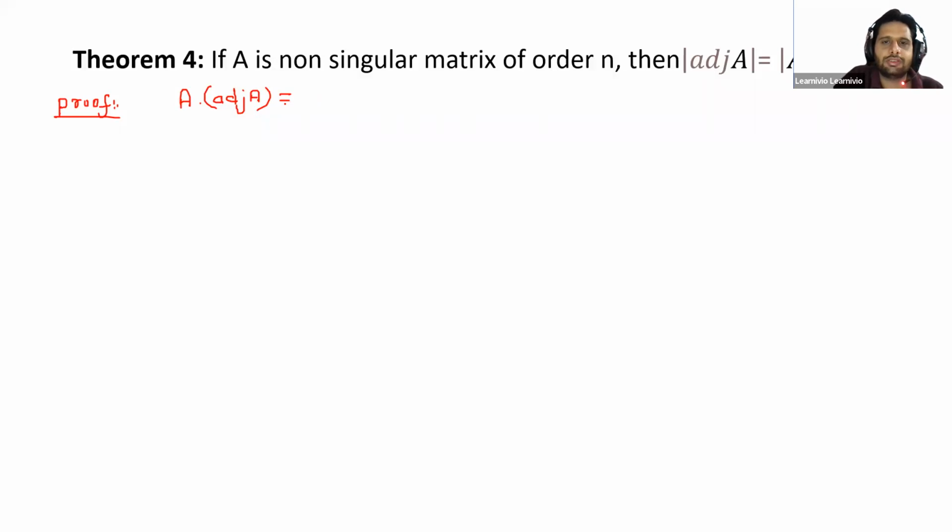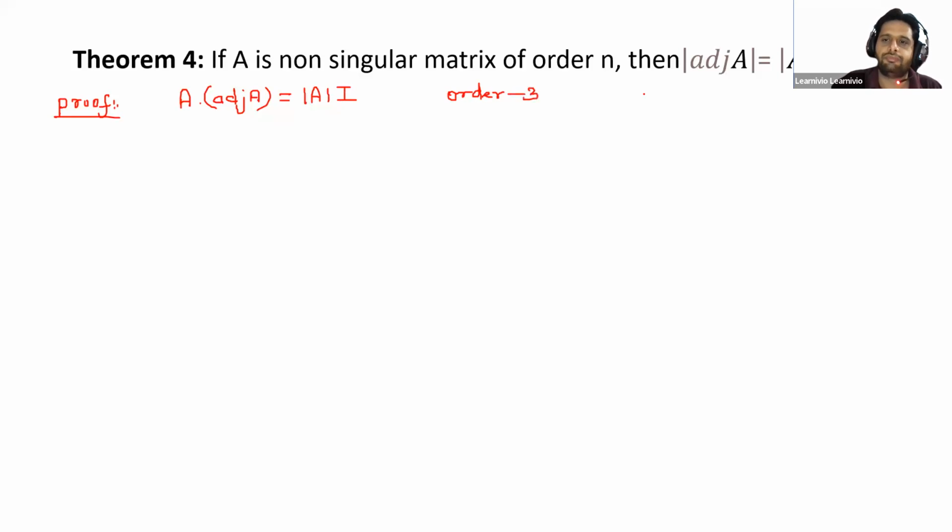Seth, can you tell me what is A into adjoint of A? Determinant of A into identity. Very, very good. Seth, can you tell me what is the order of this identity matrix? Same as the matrix A. Very good. Now suppose we have taken here order 3.